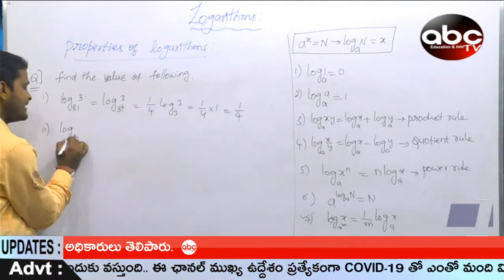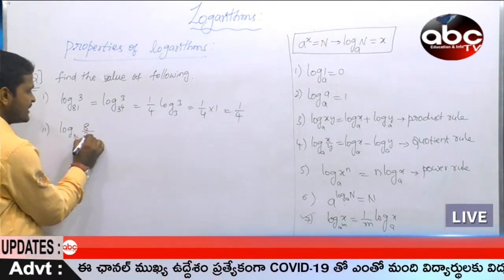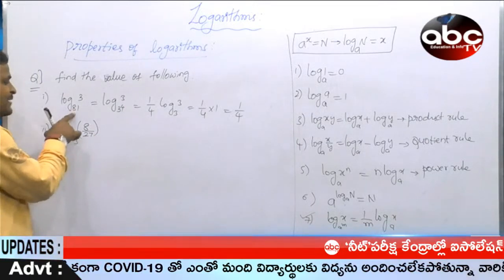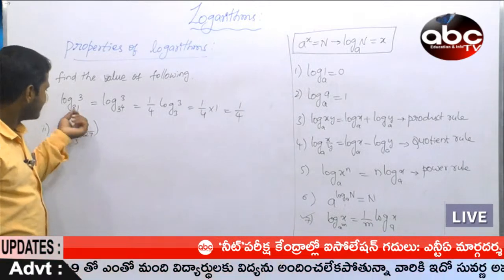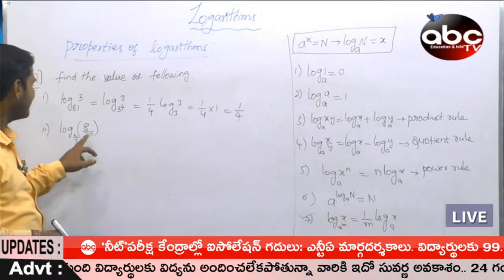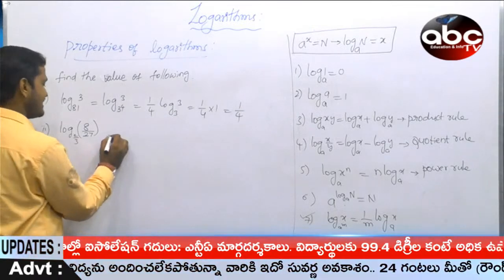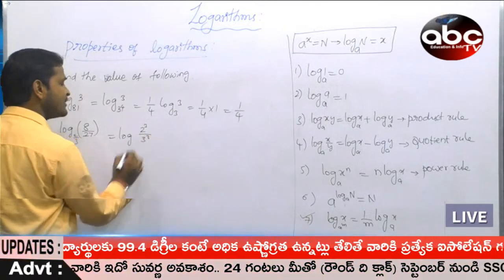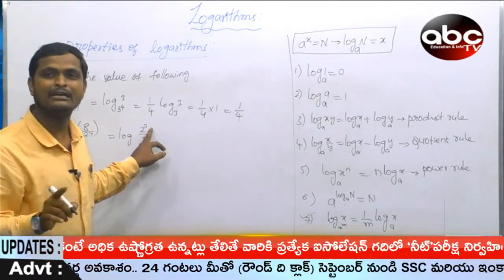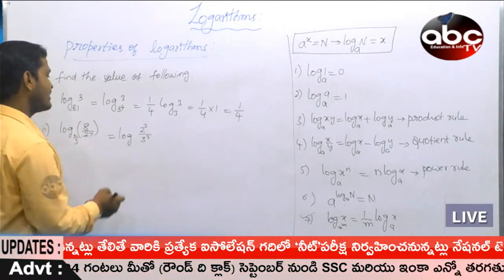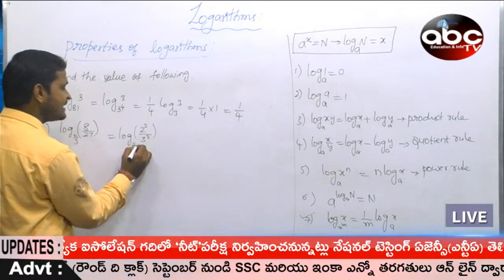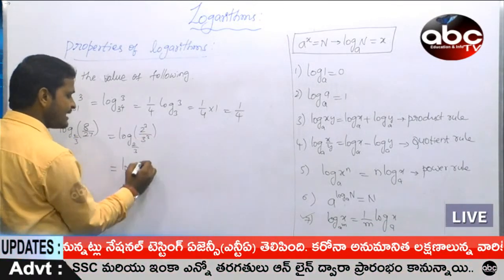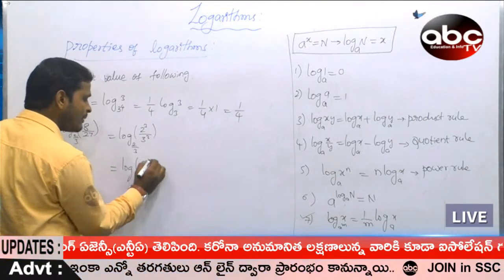log 8 by 27, base 2 by 3. Right? Observe, students, here we can change the number. Then you can write 2 cube divided by 3 cube. What is the value of 2 cube? 8. What is the value of 3 cube? 27. Okay. Divide, what is the base here? 2 by 3. Then you can write log, 2 by 3 whole power 3.